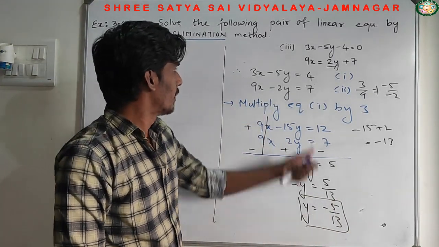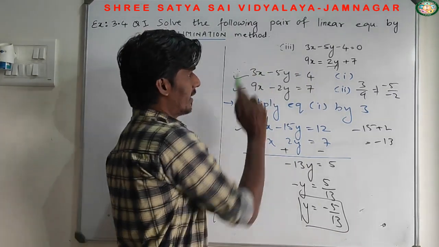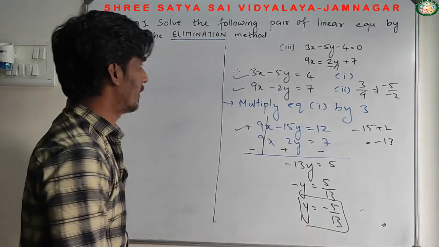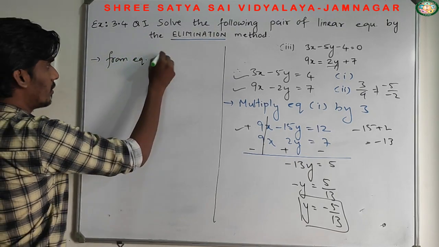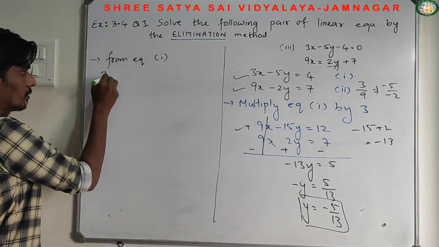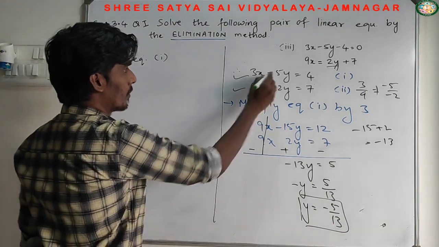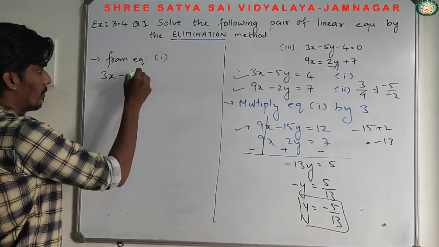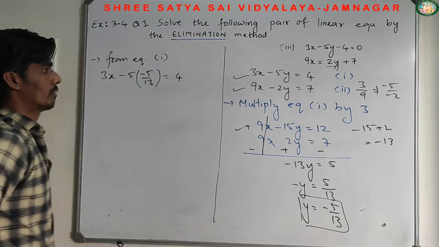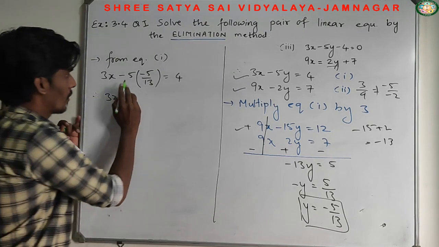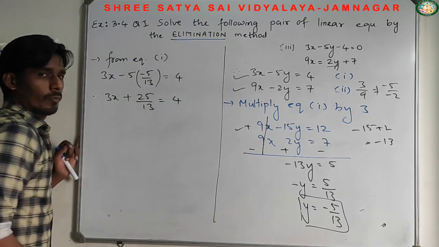Now replace this value in any of the equation. Either equation 1, 2 or this 3. So let's replace this value in equation 1. From equation 1, 3x as it is. Now instead of y, because I know the value of y, minus 5 instead of y, it's minus 5 upon 13 equals to 4. Therefore 3x, now this minus minus plus 25 upon 13 equals to 4.